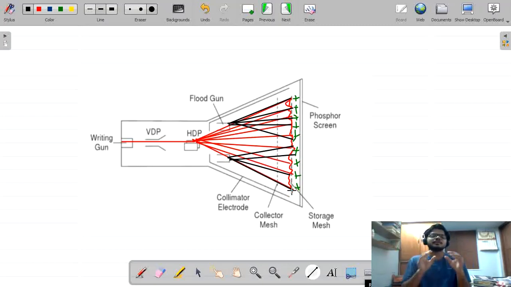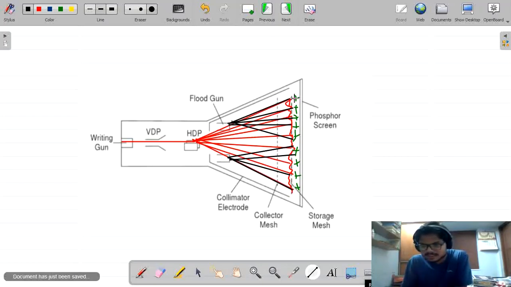Like this, from the two flood guns, which are at the top and bottom, the electron beam will strike the storage mesh. Now what will happen? The positive charge is located here. When this electron beam touches the positive charge, it will be able to flow into the phosphor screen.